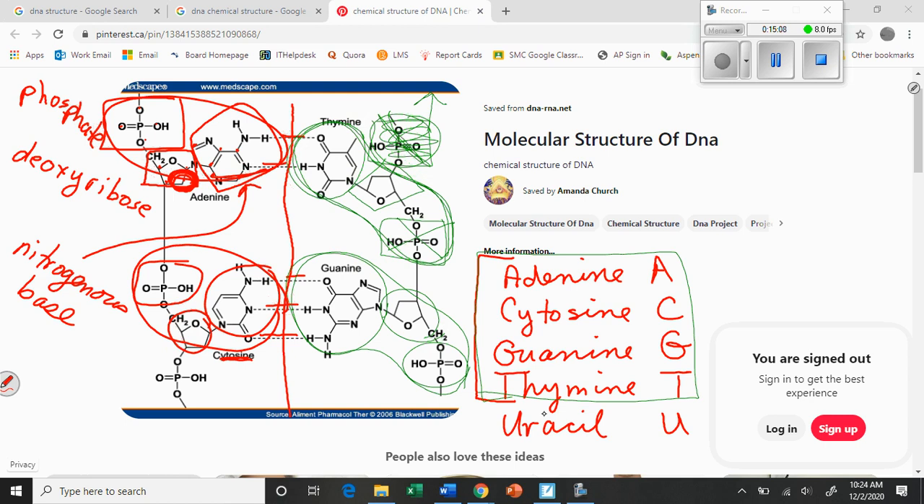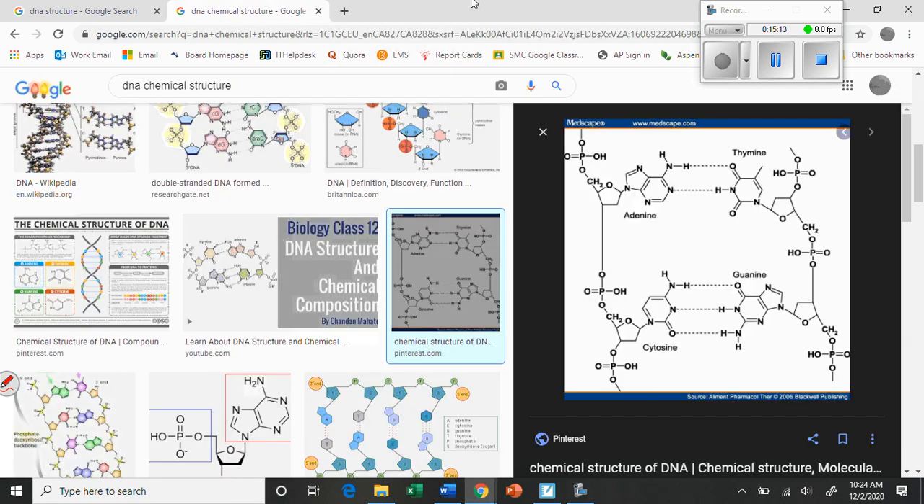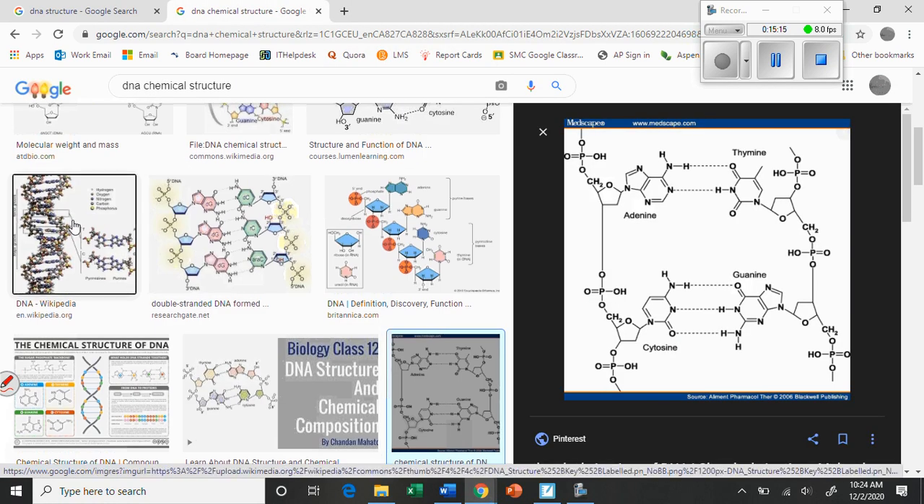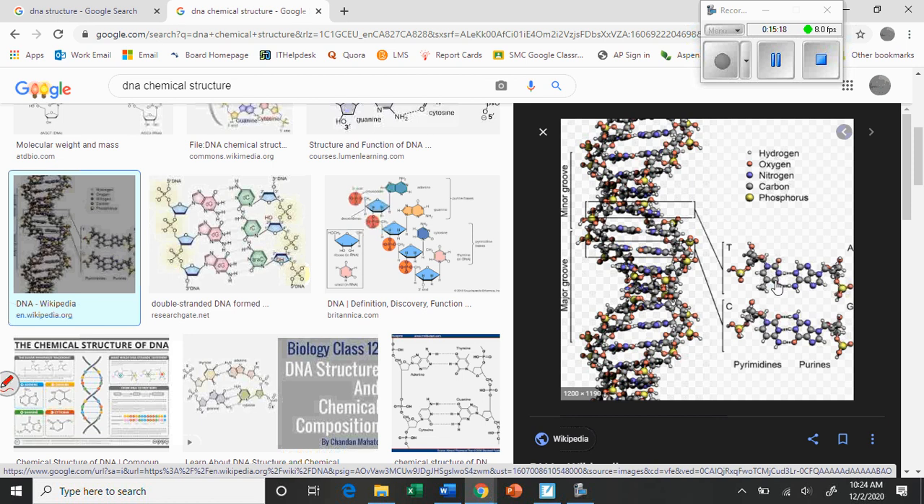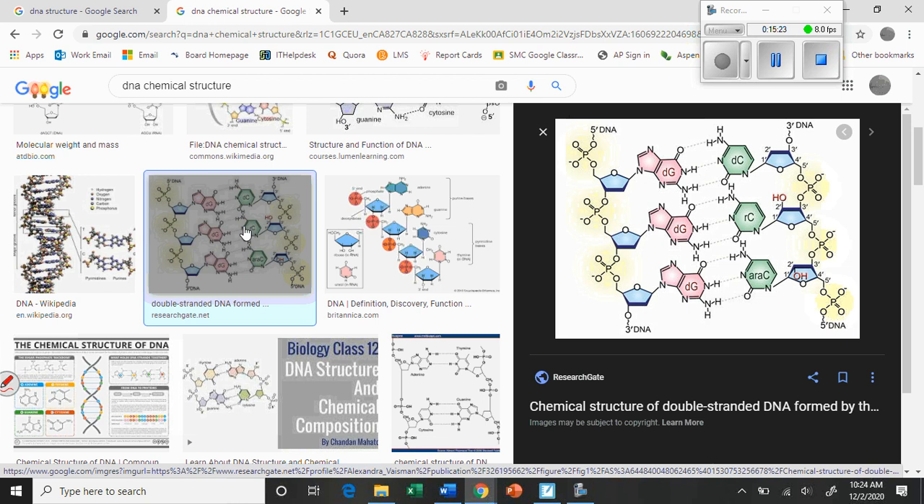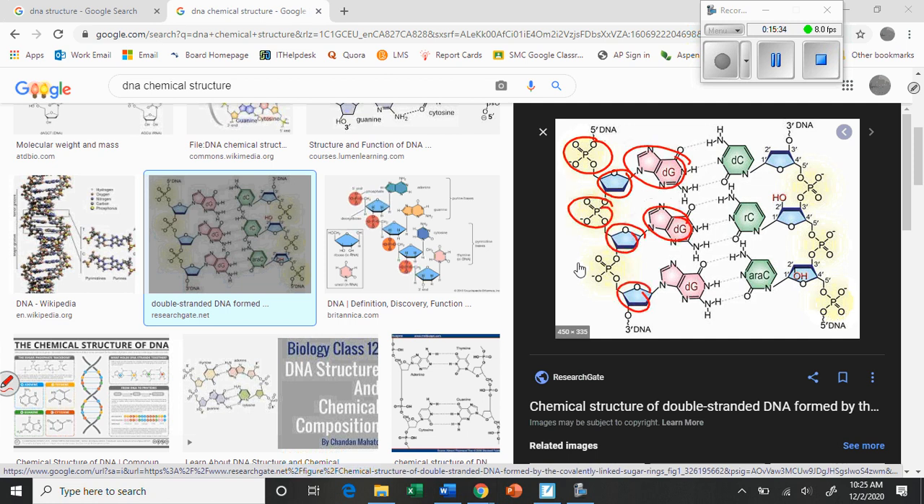So what we're going to do is look at a simpler version here. Let me get rid of this. Here's a sort of a model of it done with little models for all the different atoms. You can see them all there. But look at this picture. This is a little simpler, right? We can see there's the sugar, there's the phosphate, and there's the base. Sugar, phosphate, base. Sugar, phosphate, base. All the way down, and it continues. And then on the other side, the same thing, sort of upside down. Sugar, phosphate, base.